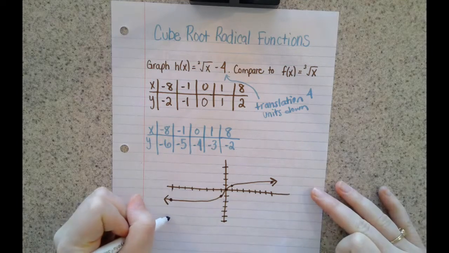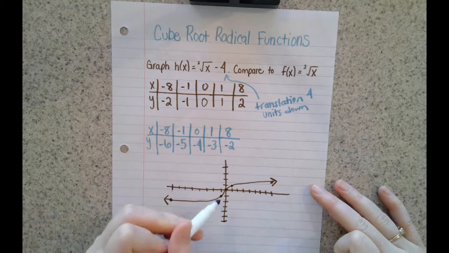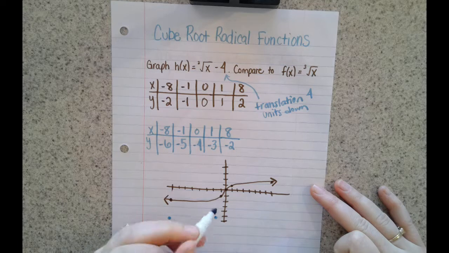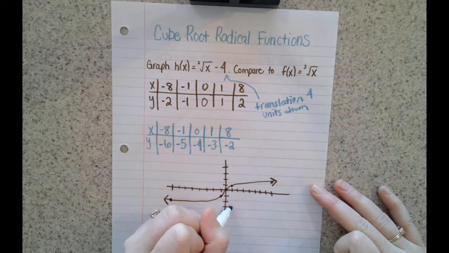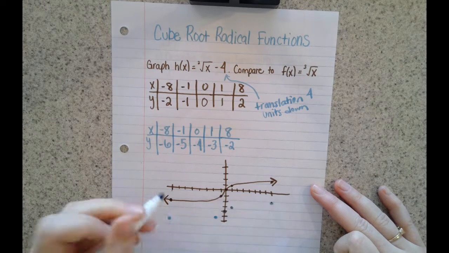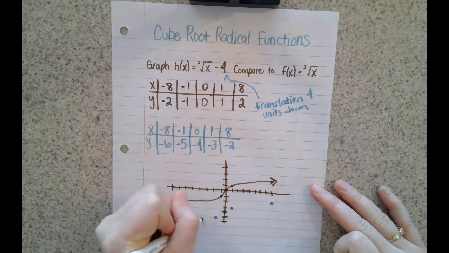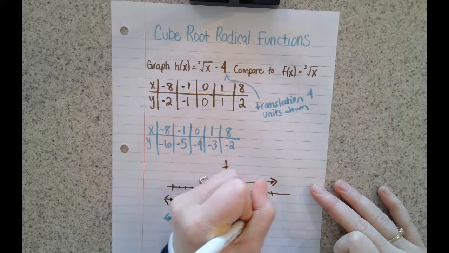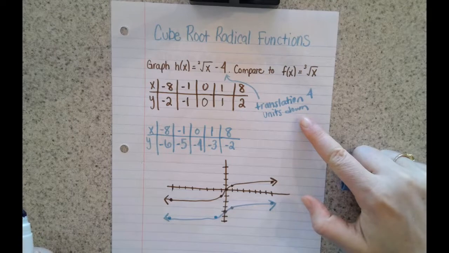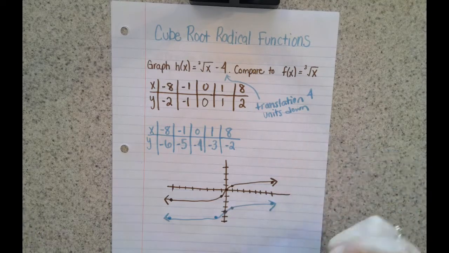-8, -6 is down here, -1, -5, 0, -4, 1, -3, and 8, -2. This would be the graph of h of x, which we can see h of x is a translation 4 units down from f of x.